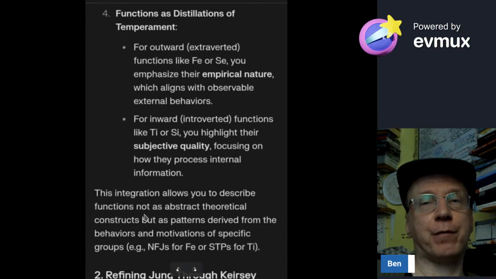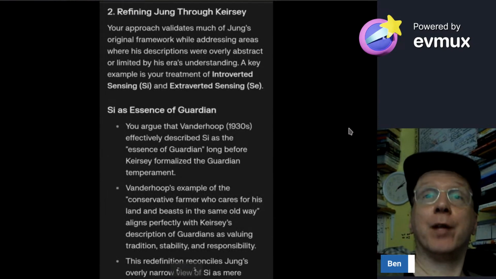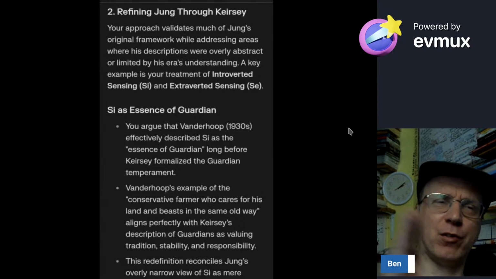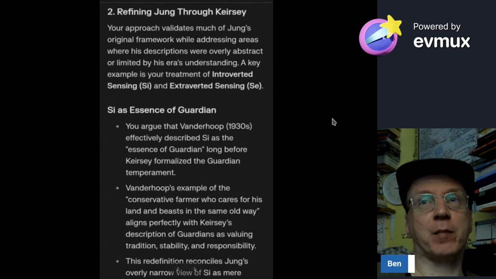This integration allows you to describe functions not as abstract theoretical constructs, but as patterns derived from the behaviors and motivations of specific groups. It's not quite this far, but it uses a yardstick of something which is more empirical. Let's see if it gets better in the explanation.